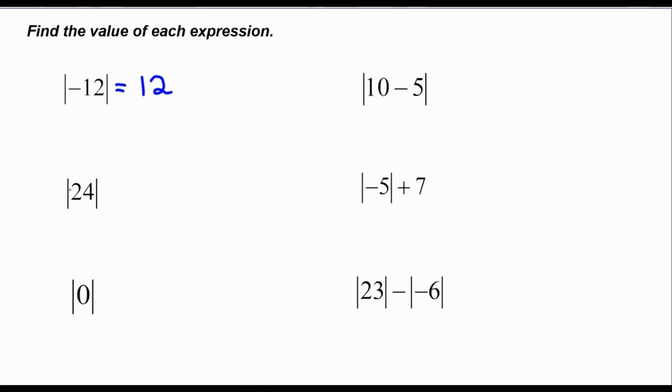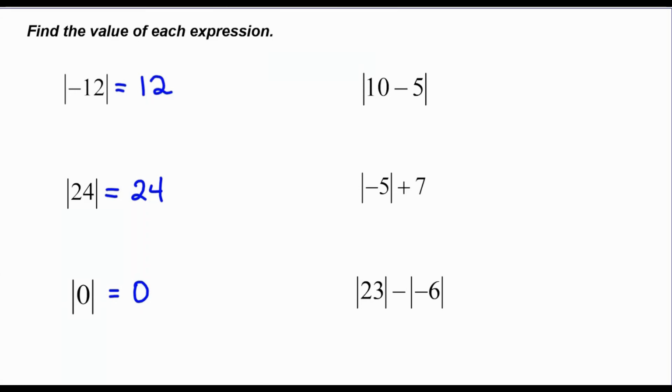Next one, we have the absolute value of 24. And again, 24 is 24 units from 0, so the absolute value of 24 is 24. And then the next one, the absolute value of 0, we've seen this before. 0 is 0 units from 0, so the absolute value of 0 is 0. Now the next column, they get a little bit more complex.